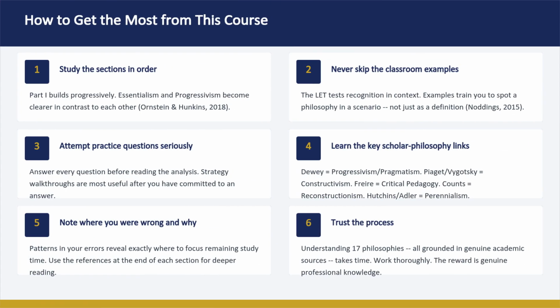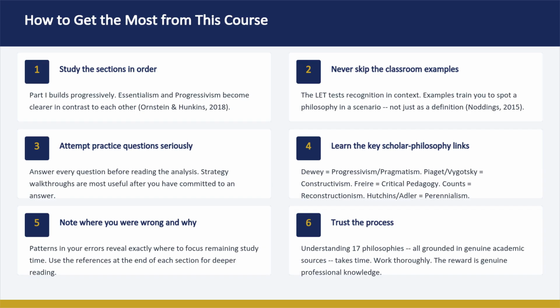Here are some friendly tips to help you get the most out of this course. First, go through the sections in order. The early ones build the foundation, and ideas like essentialism and progressivism actually become clearer when you compare them side by side. Second, never skip the classroom examples. That is exactly how the LET tests you, by showing a scene and asking what it represents. Third, when you reach the practice questions, take them seriously. Answer first, then read the explanation. That way you learn from your own thinking, not just from the answer key.